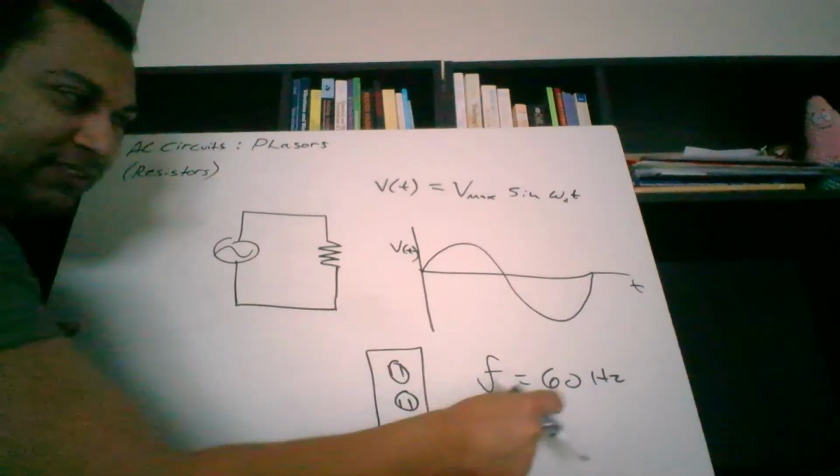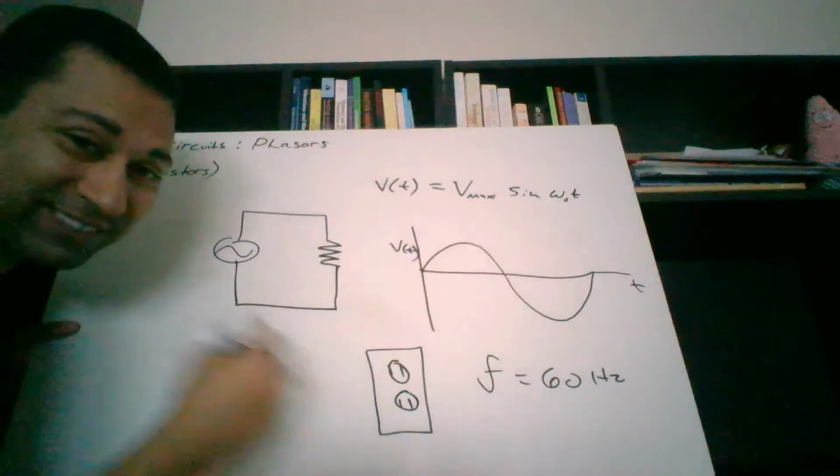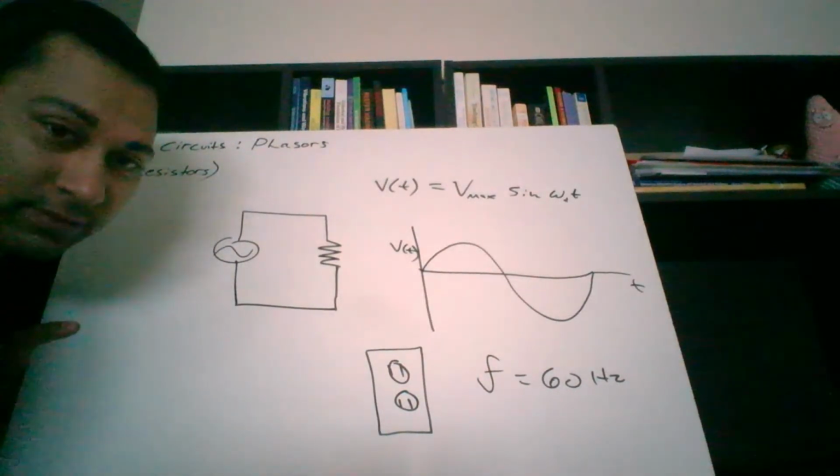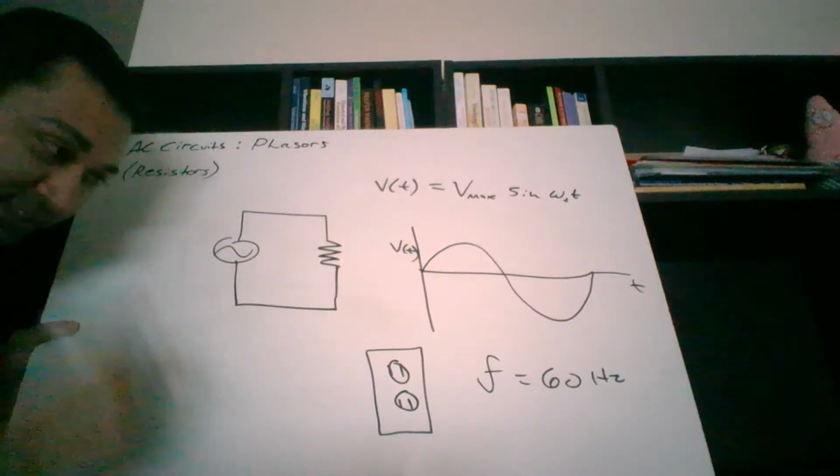So what does 60 hertz mean? It means that you are going between this and this 60 times per second. So it's going to alternate between voltages 60 times in 1 second.